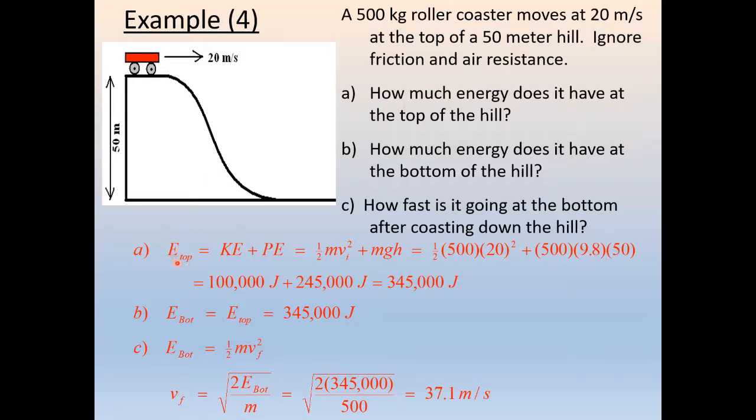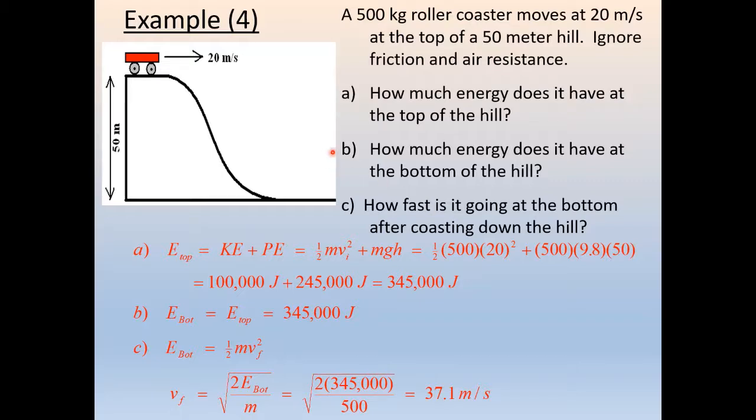So the energy of the roller coaster is 1/2 mv squared, that's the kinetic energy, plus mgh, that's the gravitational potential energy. And we can fill in all the numbers. The mass of the roller coaster is 500, the velocity is 20, mass again here is 500 kilograms, g is 9.8, and the height is 50. So doing the math here, we end up with a total energy of 345,000 joules.